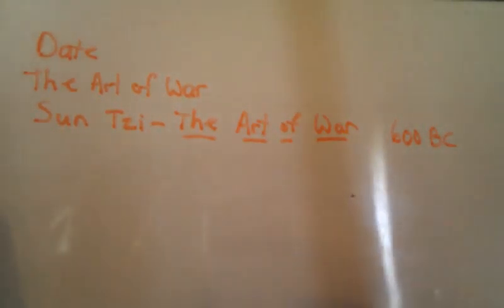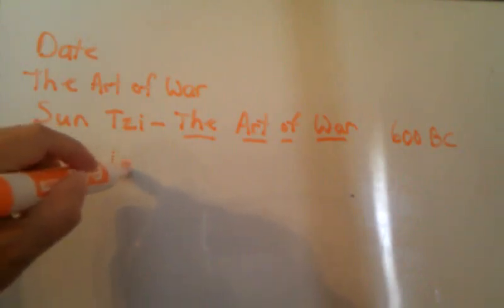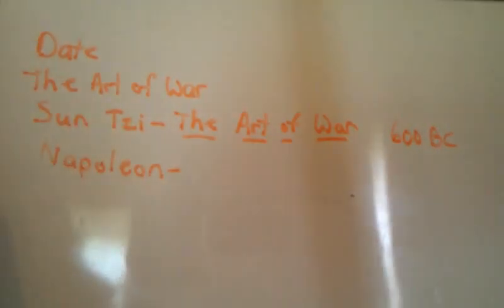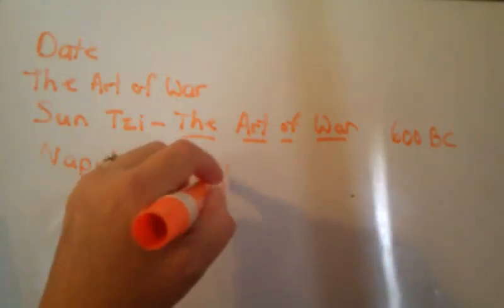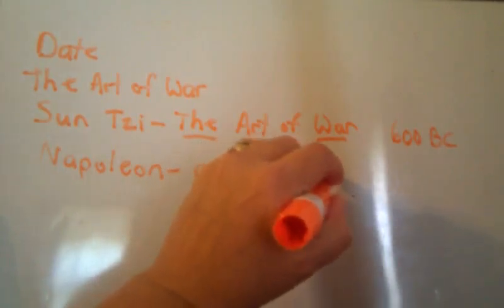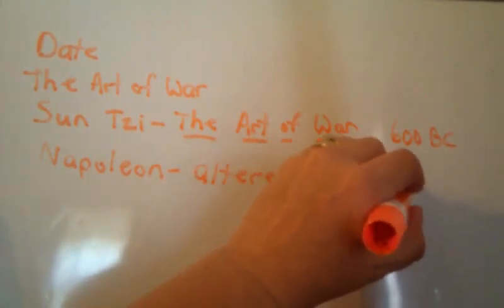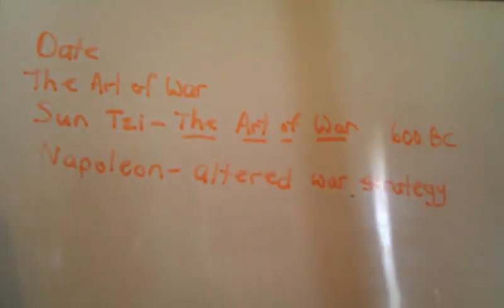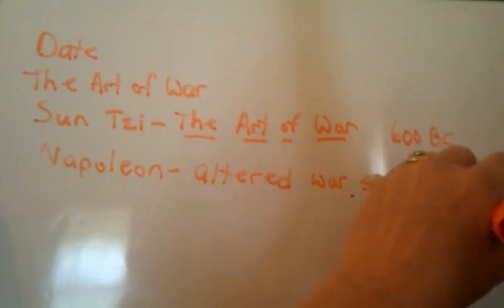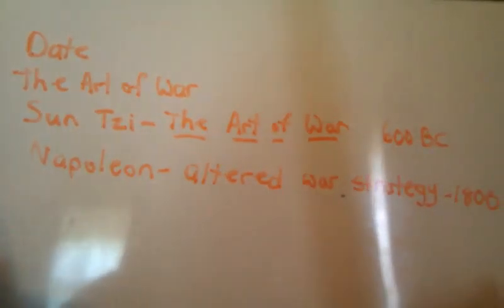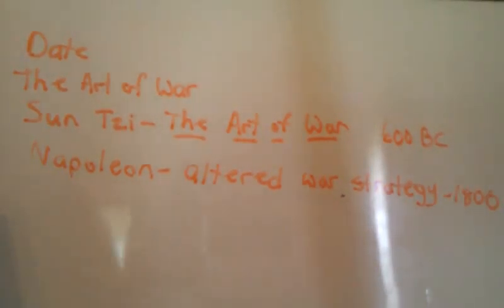Okay, Napoleon altered the strategy of war. So he altered war strategy, and this is in about 1800. Okay, it was this work that the military academy at West Point used as a primary source for military strategy. Every general that fought in the Civil War had a great deal of knowledge about Jomini's book.